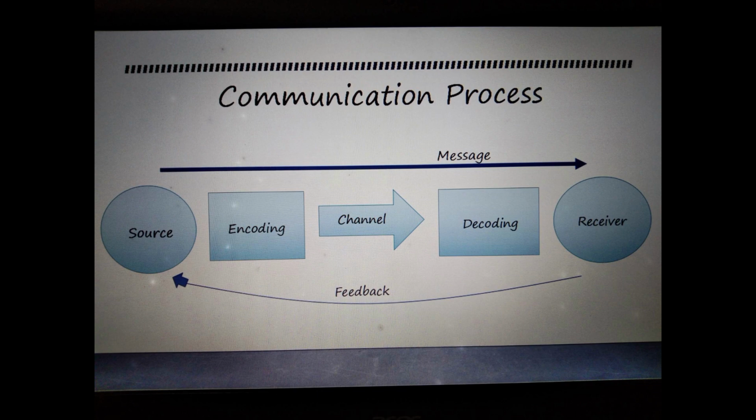So if the message is not fully complete, the receiver must give feedback to the sender. And this is the communication process. Can you see the arrow? That's the message, and source to encoding to channel to decoding, and decoding to receiver. So if that receiver has not totally understood what the message says, they give the feedback to the source, also known as the sender.